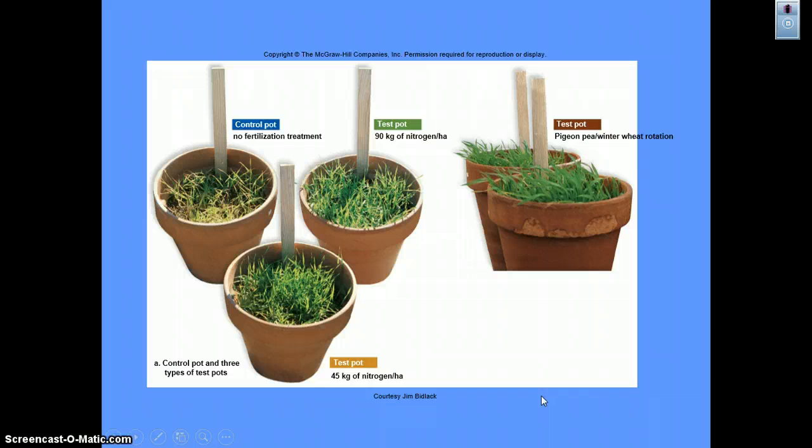So what they do is they have test pots set up, and our control pot is going to be the wheat with no fertilization. That's our control. One test pot is going to have 45 kilograms of nitrogen per hectare in this pot. This one test pot is going to have 90, and this is going to be the crop rotation test pot. So even though we have three separate tests going on, it's one hypothesis that keeps them together, controls them together, connects them.